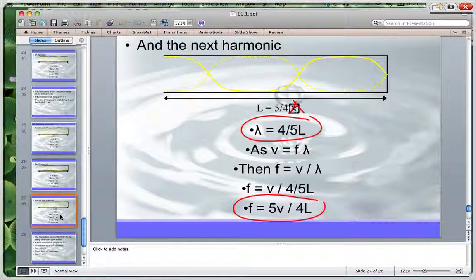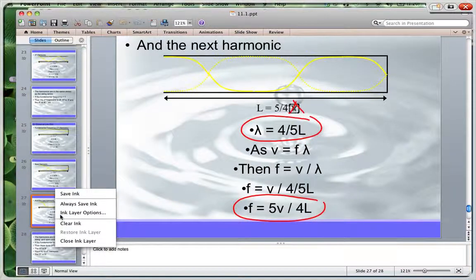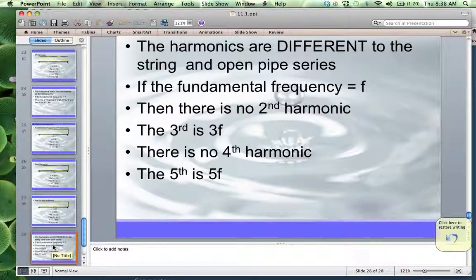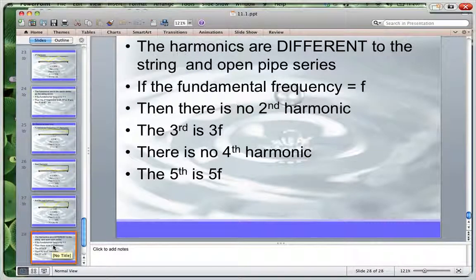So basically, what we have in the end result is that this type of situation is different. You don't get a second harmonic and you don't get a fourth harmonic, but you just get the odd harmonics that actually come out. You get your fundamental frequency and your third and your fifth and your seventh and so forth frequencies coming out.